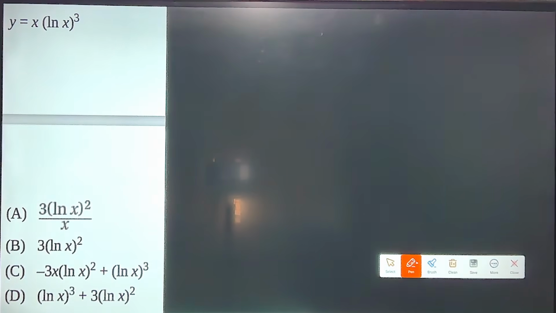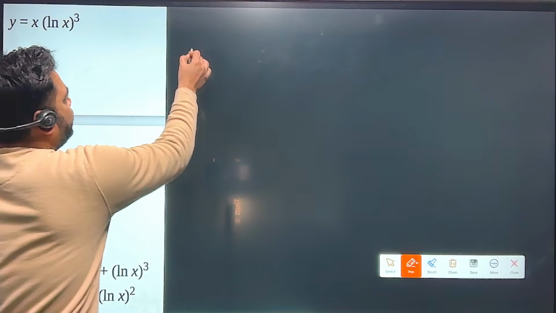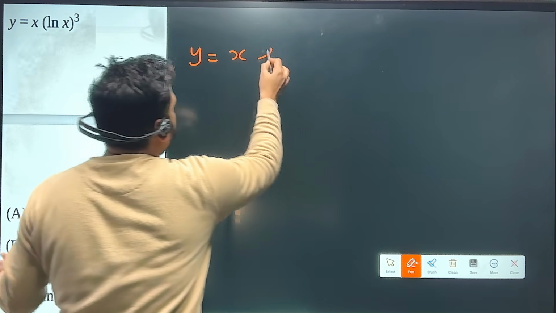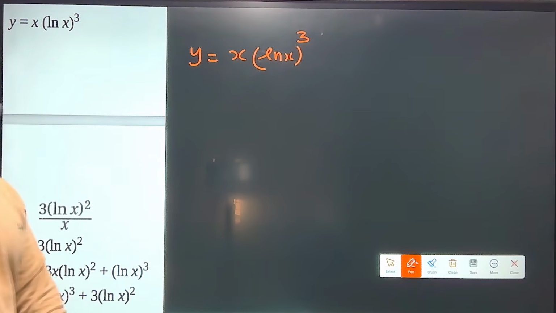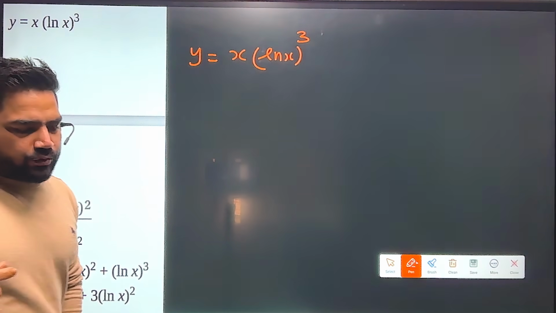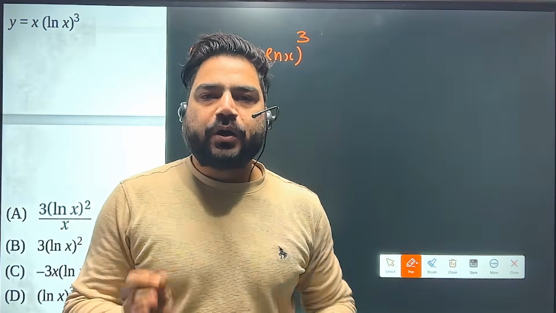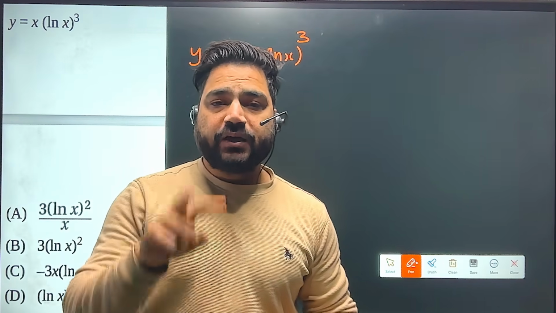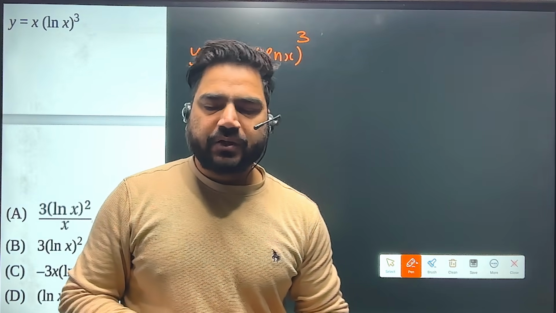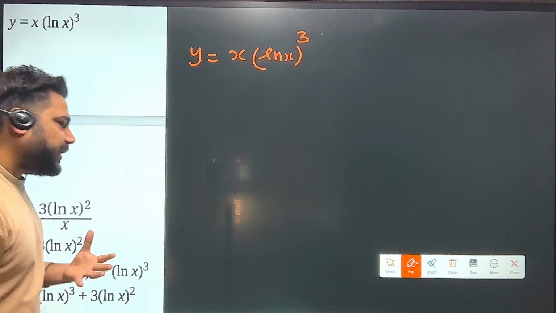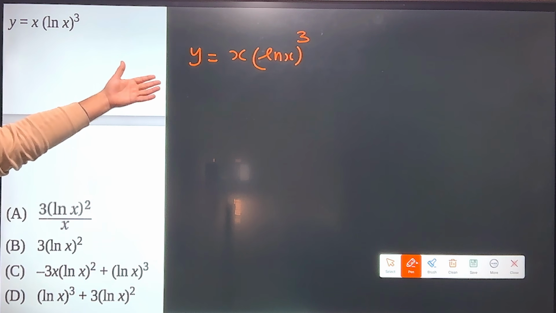All right, how to do this? If y is equal to x and (ln x) power 3, how to do this question? Okay, all right. So basically what we will do, apply the product rule here. Apply the product rule, because how do you know when we have to apply the product rule? Product rule we will apply when we have more than one function and they are multiplied with each other. If two functions are multiplied with each other, then we will apply the product rule.